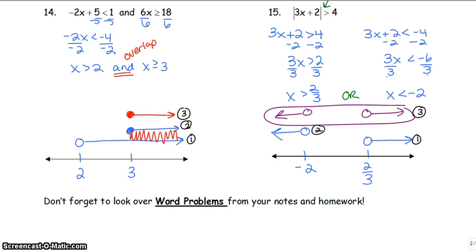Alright, last but not least, do not forget to look over your word problems from your notes and your homework, especially those Lin-Reg word problems. Alright, you are all set and hopefully you're ready for your test tomorrow.